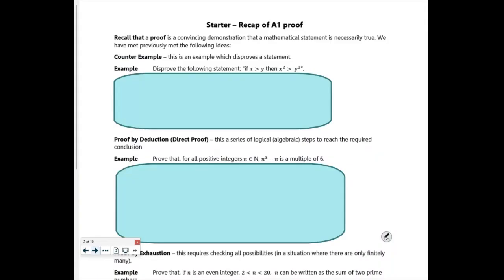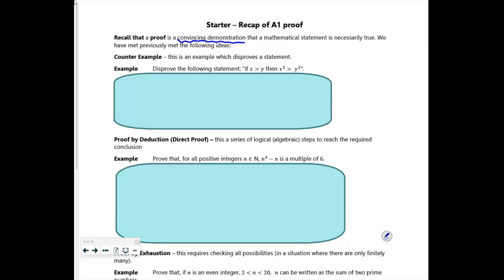So first of all, this is now a starter, whereas it was something that you did outside of the lesson first, like a self-study bit. So it says, let's have a look at the important bits from this page. So it recaps the first year. So a convincing demonstration that your mathematical statement is necessarily true.